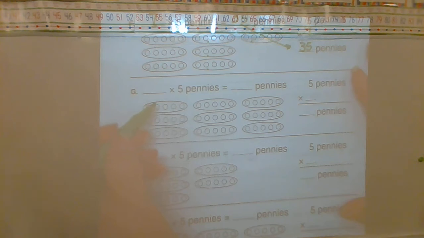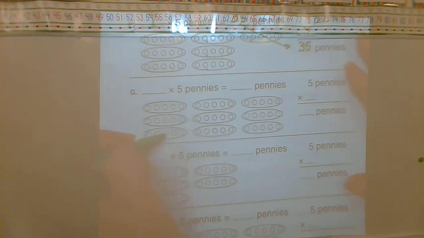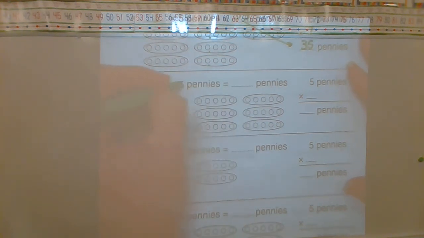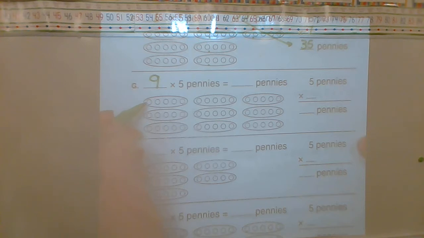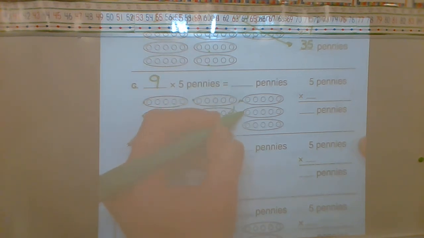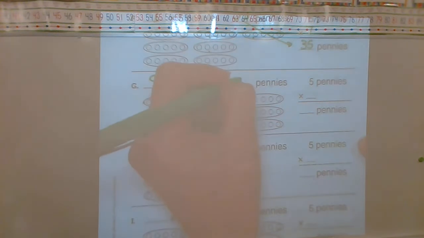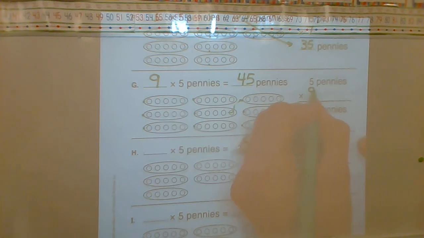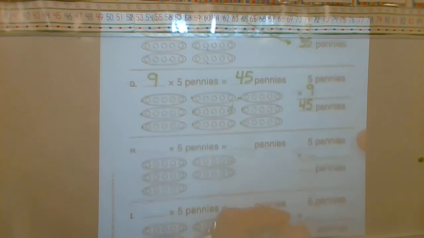How many groups do we have here? Oh my goodness, what's exciting is I'm really good at counting by threes also. How about you? Let's sing it. Ready? 3, 6, 9. 9 groups of 5 pennies. Now let's count by fives. Ready? 5, 10, 15, 20, 25, 30, 35, 40, 45. How many pennies? 45. So 5 pennies times 9 groups equals 45 pennies.